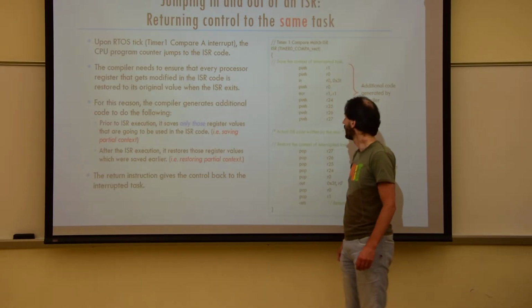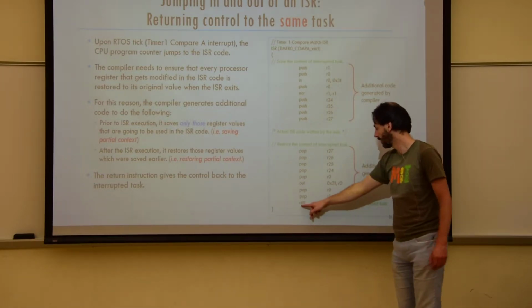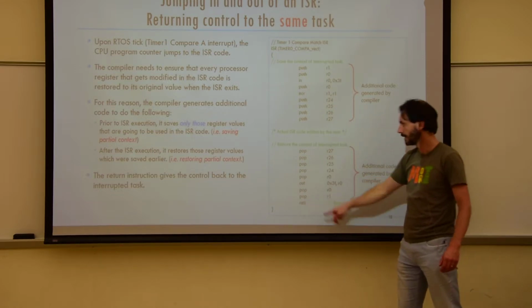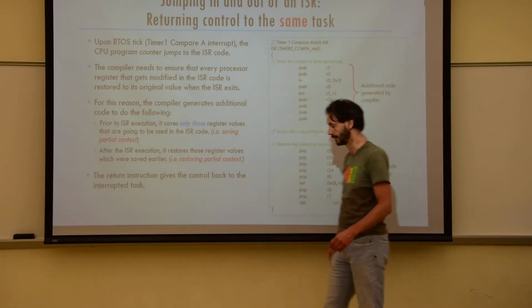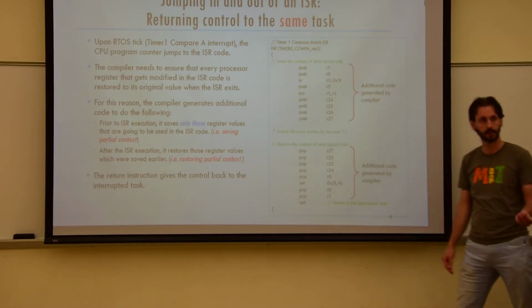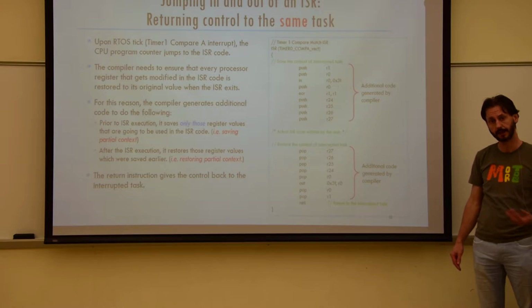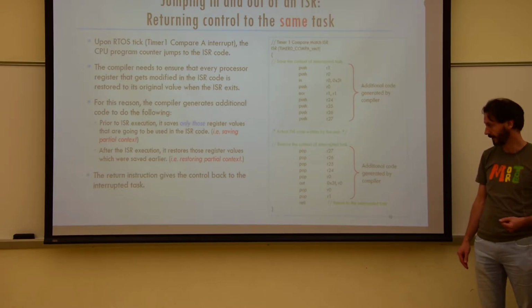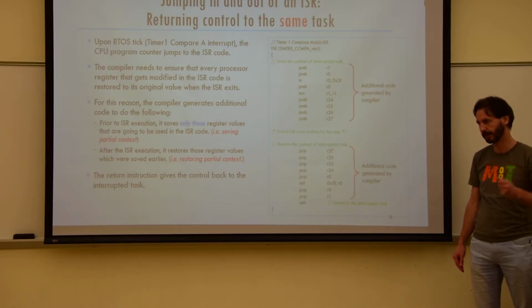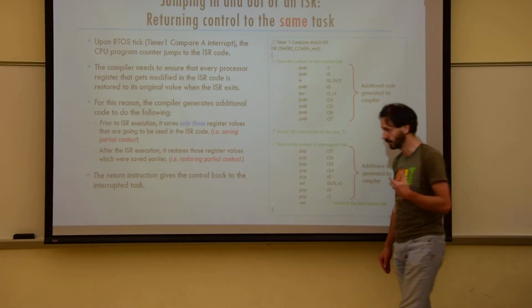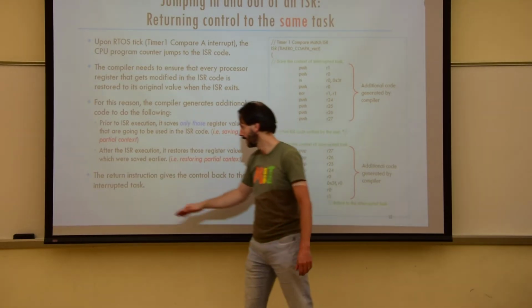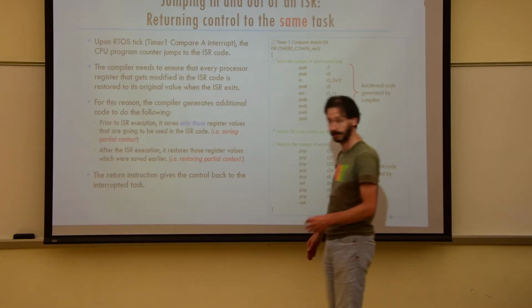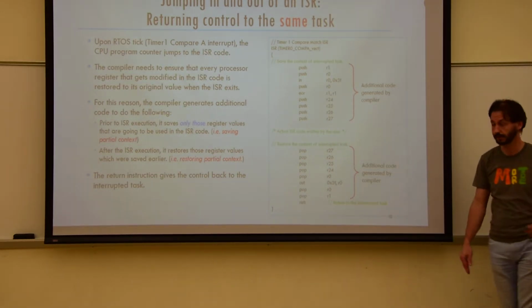Alright, so we also see here an RETI instruction, a return instruction, and that gives the control back to the interrupted task. Effectively, this will pop the program counter off the stack, and that will now point at the right spot in the program memory where the interrupted task had stopped and is now ready to continue execution.